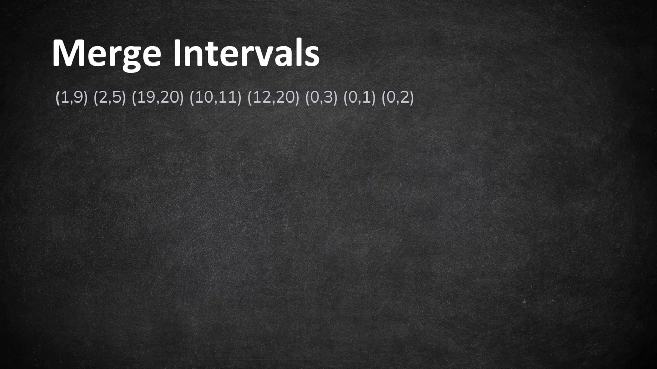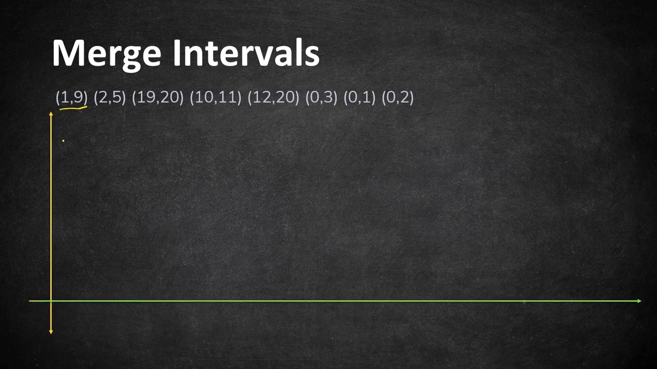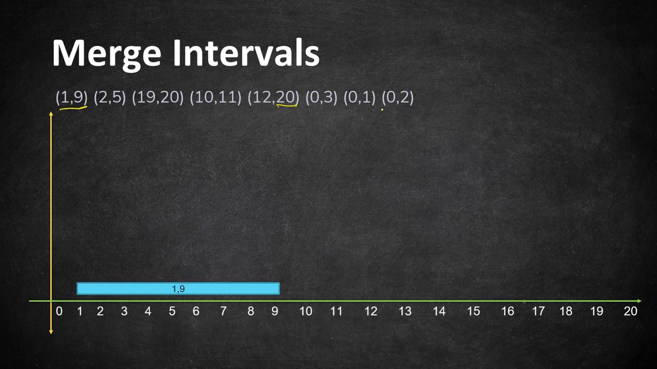So here is our given example. As per the problem statement, each value in the array indicates an interval in a graph. So let's put this in a graphical representation. Let's have our values from 0 to 20, because 20 is the maximum value given here. The first value is 1, 9, which is from 1 to 9, and the second value is 2 to 5. If you observe, 2 to 5 is already within the range of 1 to 9, so it is already covered. Let us represent that in red.